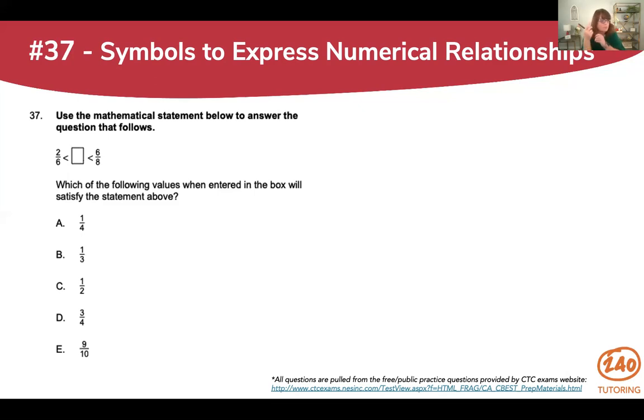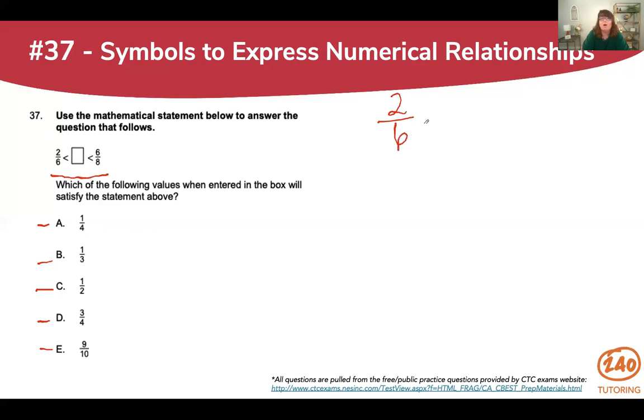Now, I'm going to show you some things I noticed right off the bat. These answer choices are all simplified to their lowest form. 1/4, I can't simplify that fraction. 1/3, 1/2, 3/4, even 9/10 is simplified as low as it can go. If I look at my statement up here, these are not simplified. So the first thing I'm going to do is simplify these fractions as low as I can get them.